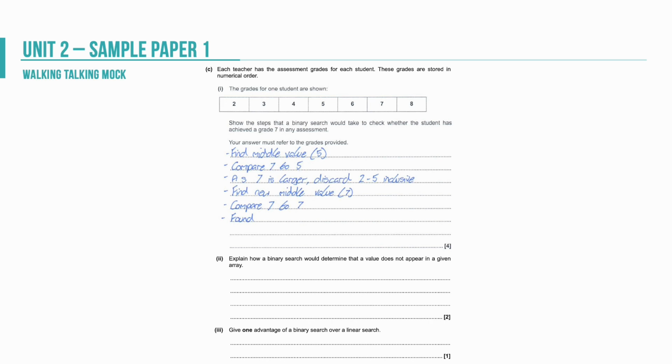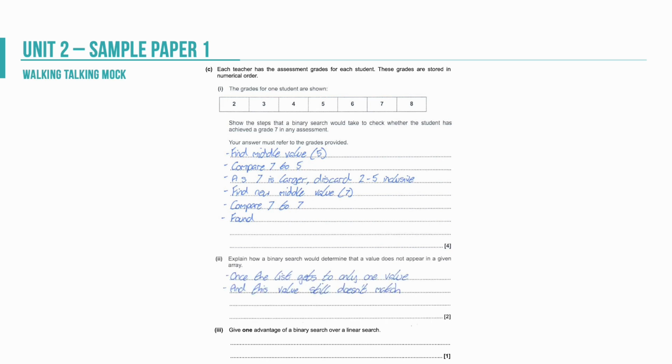Like I say, I think that's a really important strategy point when you're undertaking these sorts of questions, is to bullet point your points and be really clear to the examiner that you are making 4 very distinct and different points. It then asks us to explain how a binary search would determine that a value does not appear in a given array or list. So how would the binary search work out, okay, this doesn't exist?